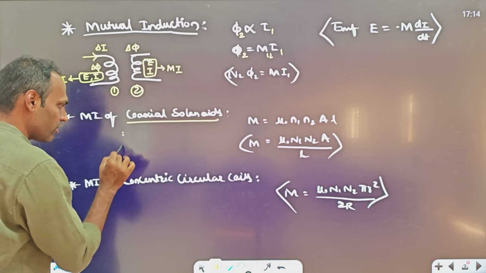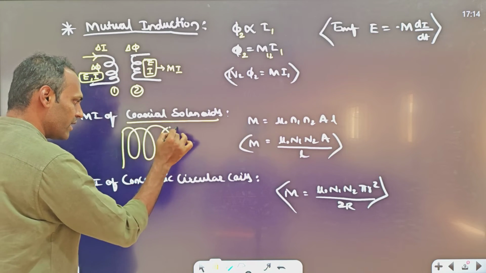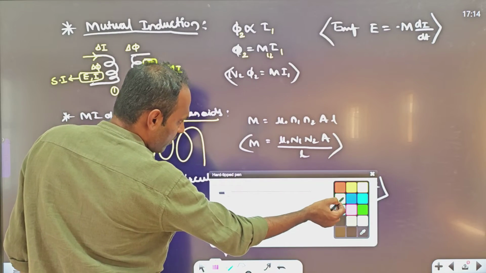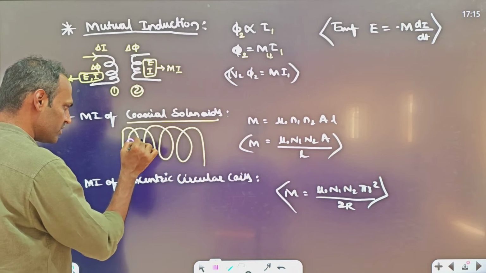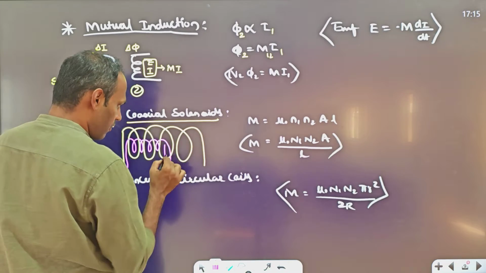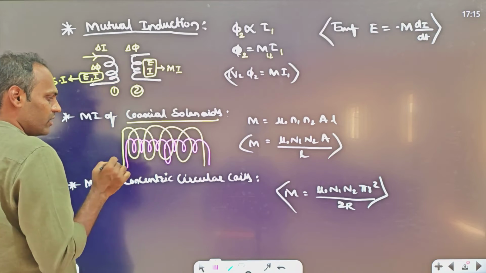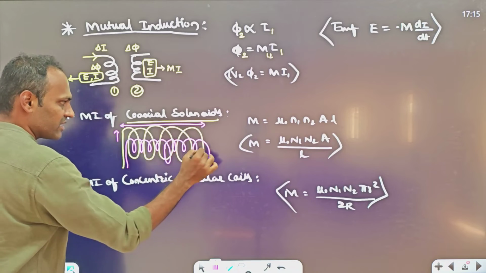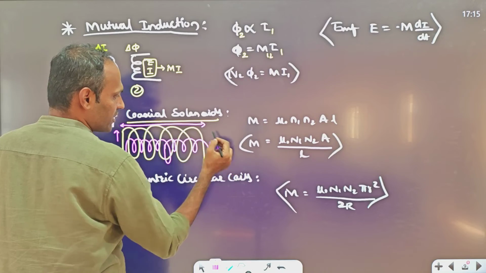Coaxial solenoids means there are two solenoids here. Okay, we'll be having two solenoids of equal length and different cross-sectional area. So length is same of both the coils, but radius, I mean cross-sectional area is different. Let the radius of inner coil be taken as small r.